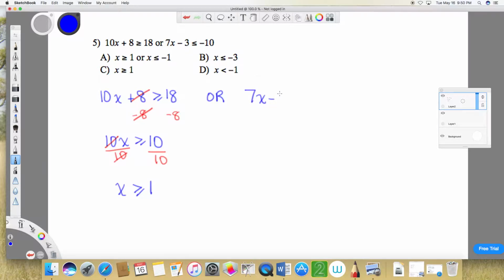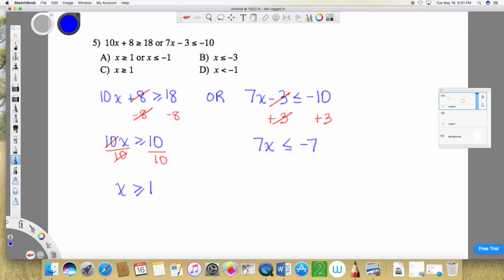7x minus 3 is less than or equal to negative 10. And we want to try and do the same thing, get the x by itself. So let's add 3 to each side. The negative 3 and positive 3 cancel each other out. So we have isolated the term that contains our variable. Negative 10 plus 3 is a negative 7.